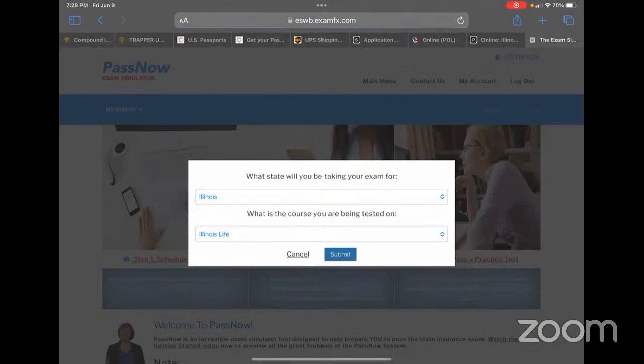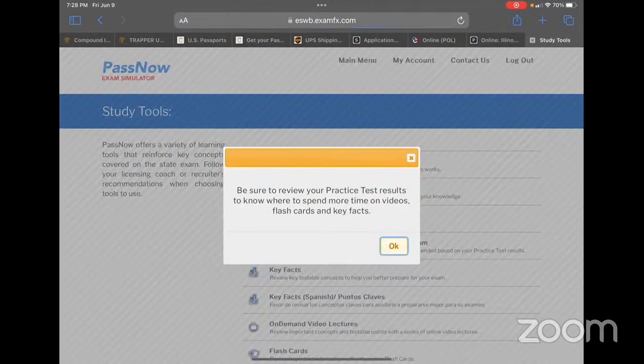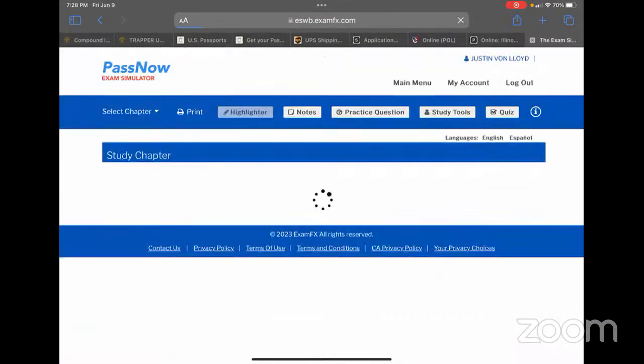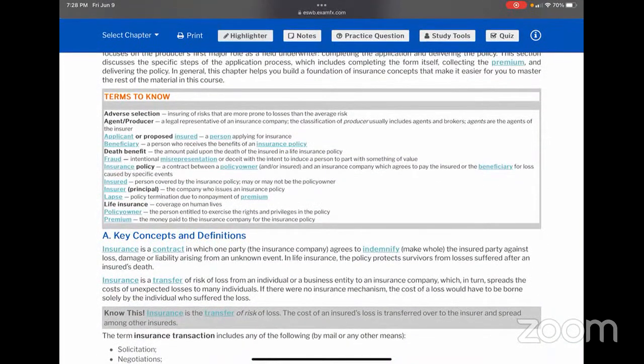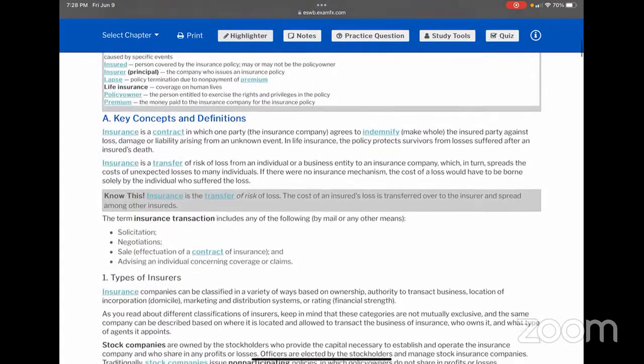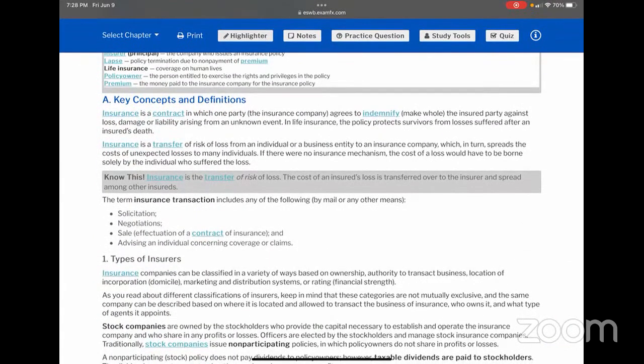All right. We go to boost your product knowledge, and then we went to study by topic. All right. So those terms was pretty straightforward. Key concepts and definitions. Insurance is a contract in which one party, the insurance company, agrees to, how you pronounce that word?